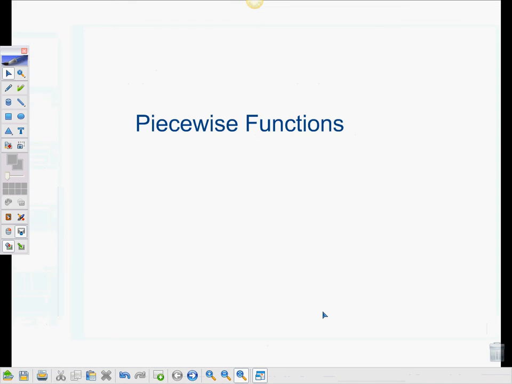Hi, let's take a look at how to handle piecewise functions. Some people find them kind of confusing, maybe even intimidating, but hopefully with a few simpler situations we can get an idea of how to handle them without finding them so overwhelming. So let's look at a simpler situation first.